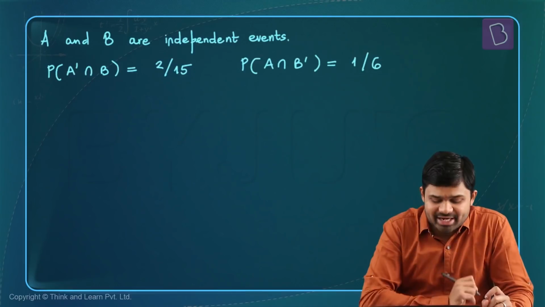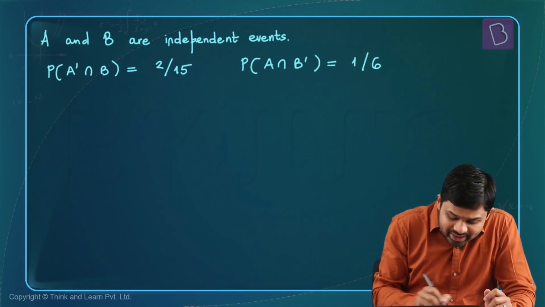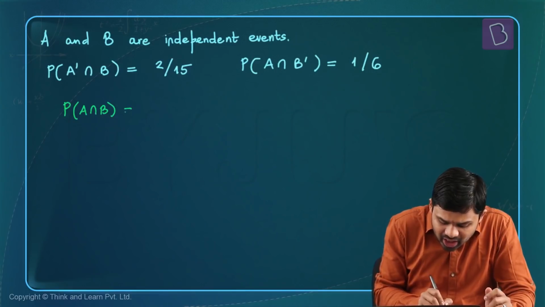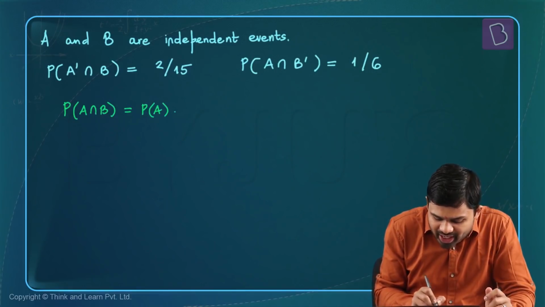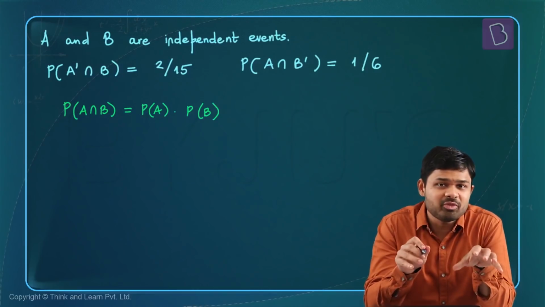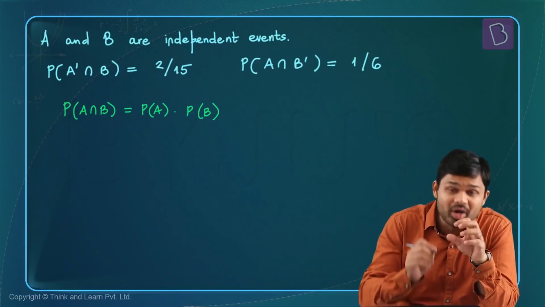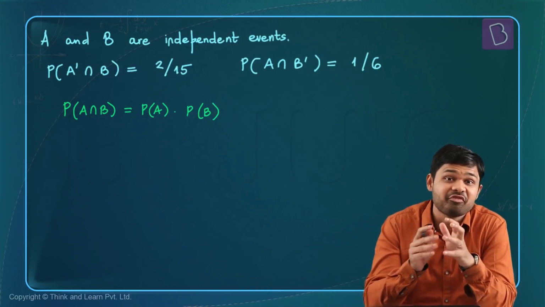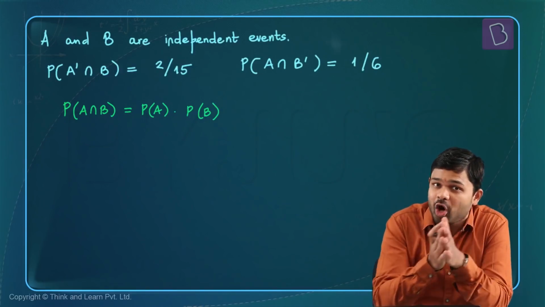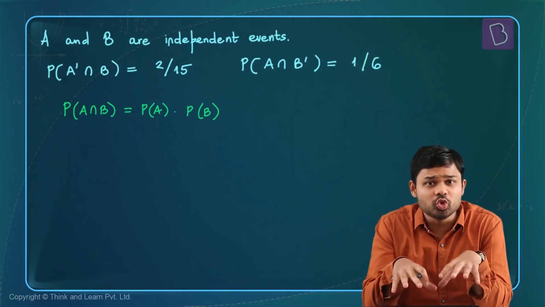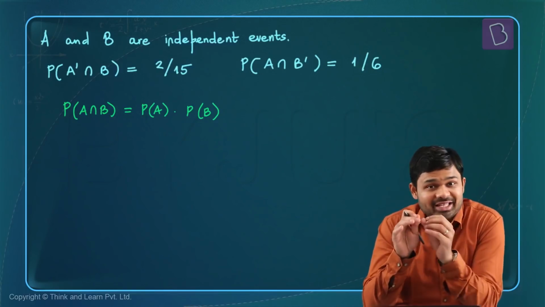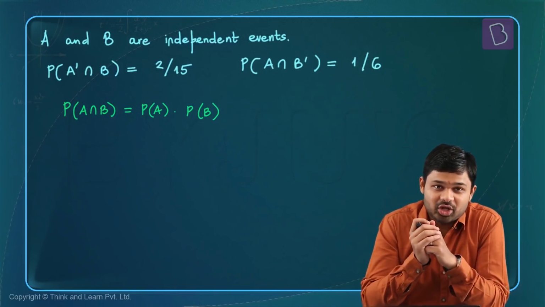We know that if A and B are two independent events, then the probability of A intersection B will be simply probability of A into probability of B. But in both the pieces of information that are given to us, we don't have A intersection B. We have A complement intersection B and A intersection B complement. Now, does this rule hold if we have complements of an event? In fact, that's the crucial bit in this particular question.